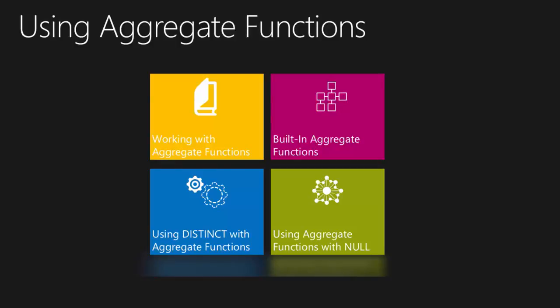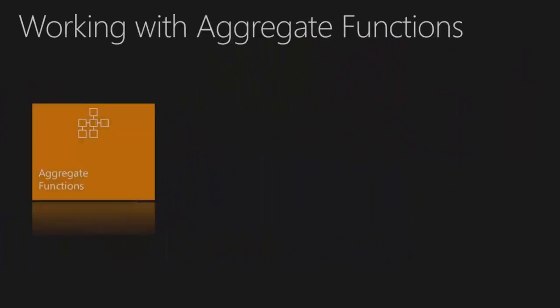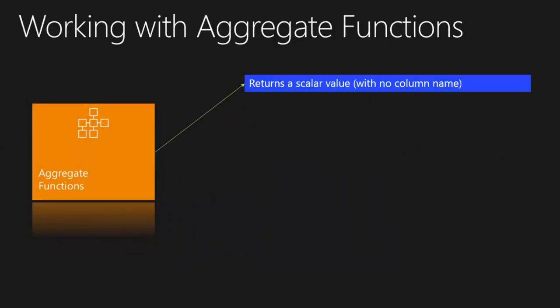So far in this course, we've been using the where clause to filter rows. Let's say you need to count the number of rows that meet your criteria in the where clause. You can do that by using the aggregate functions in SQL Server. Now let's see how to work with these aggregate functions.